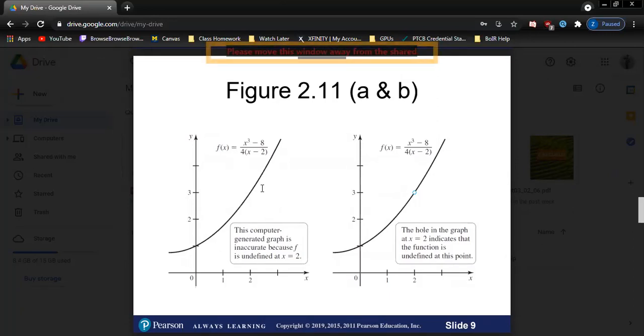Okay, so we'll go back to the definition of domain. I think this is going to be very handy. The idea of domain is also very important here.